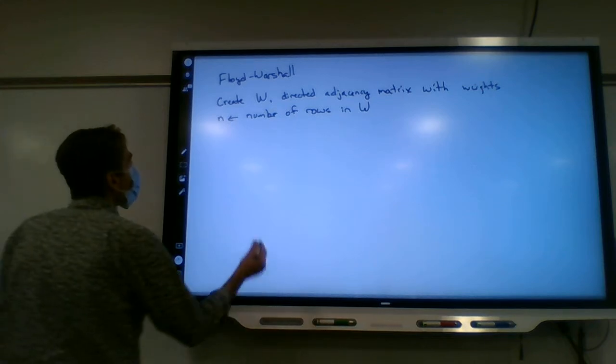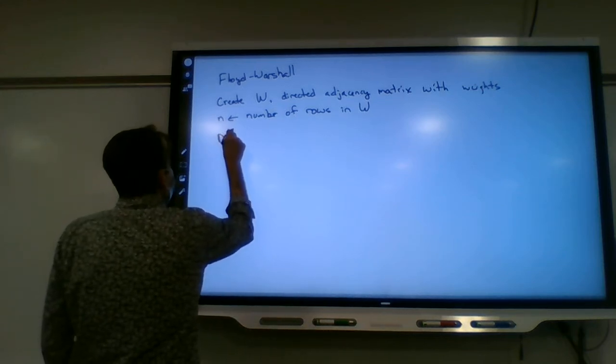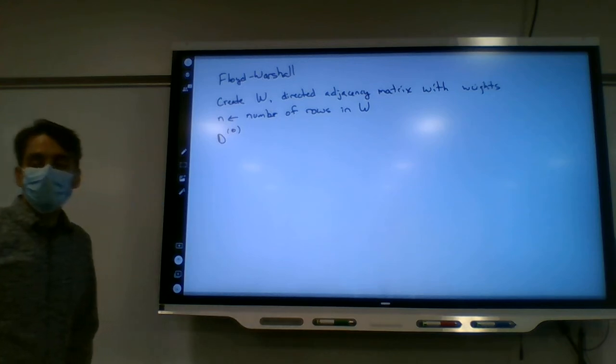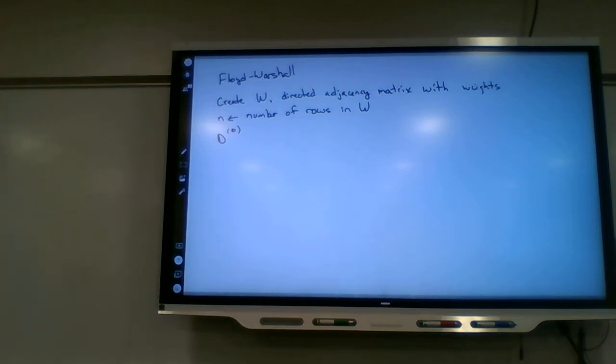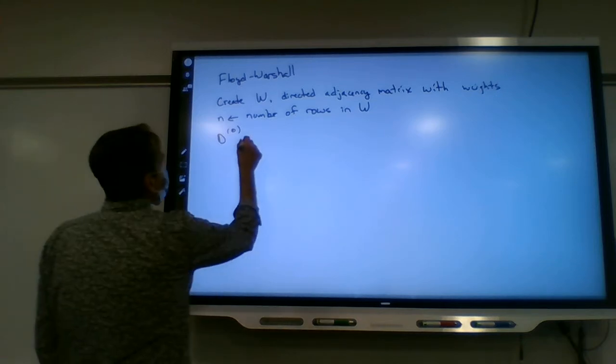All right, now we're going to create some matrices. So D, I'll use this notation because I've seen it in more than one place. D is kind of raised to a power, but the power we'll put in parentheses here. That's W.